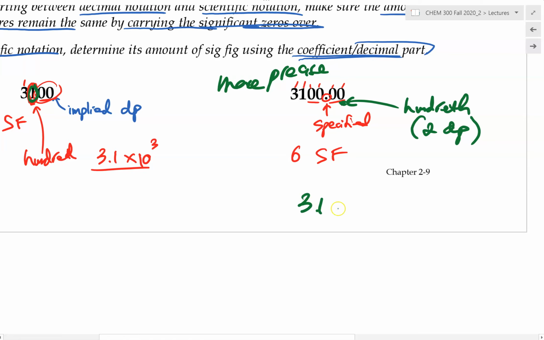And when we convert this value right here into a scientific notation, it would then equal to 3.100, and we have to carry all of these 0 over, okay, because all of those 0 are significant, followed by times 10 to the third. So when we take a look at the scientific notation and count its sig figs, we will be using its coefficient, or the decimal part. In this case right here, 1, 2, 3, 4, 5, 6 significant figures.